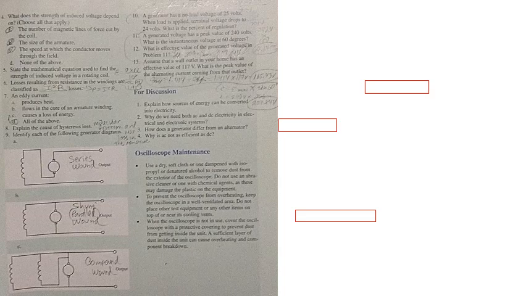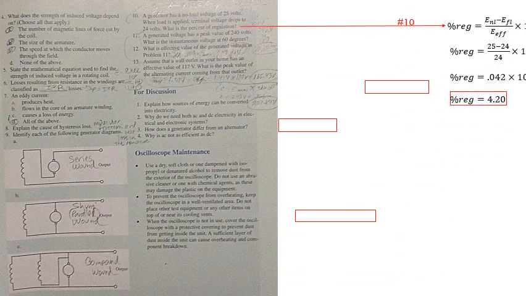A generator has a no load voltage of 25 volts. When the load is applied, terminal voltage drops to 24 volts. What is the percent of the regulation?